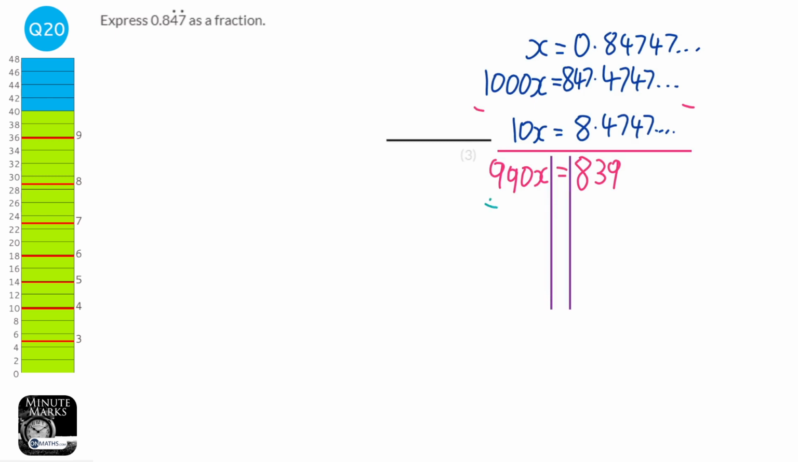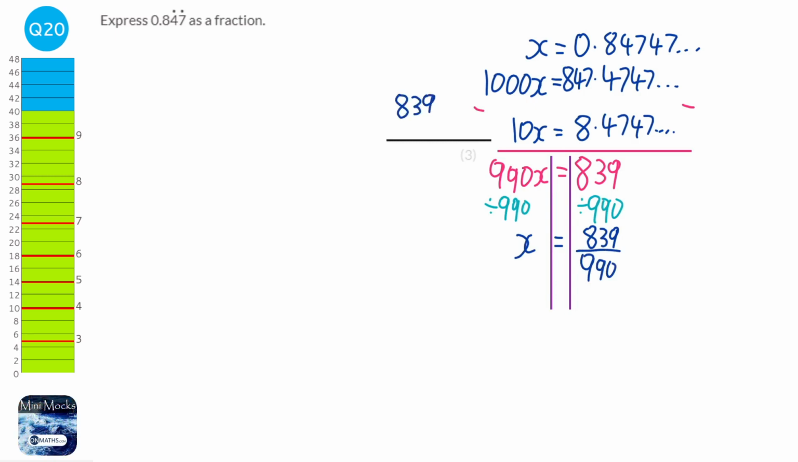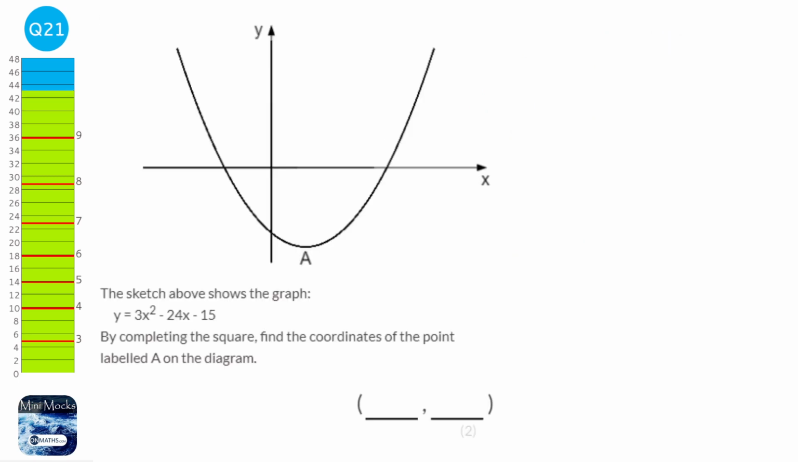And so what I'm going to do now is just divide both sides by 990. And so on the left hand side we've got x, and on the right hand side we have 839 divided by or over 990. So as a fraction it's going to be 839 over 990. So we're told to complete the square, so we're just going to get this equation here and just complete the square for it.